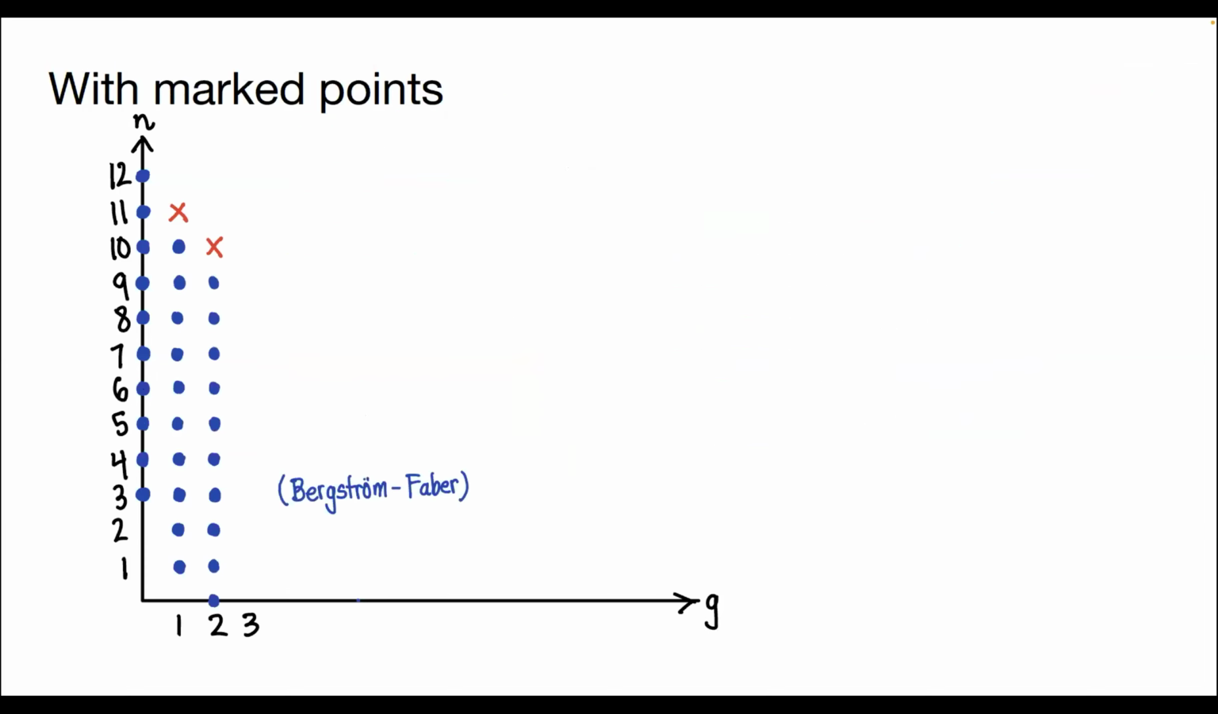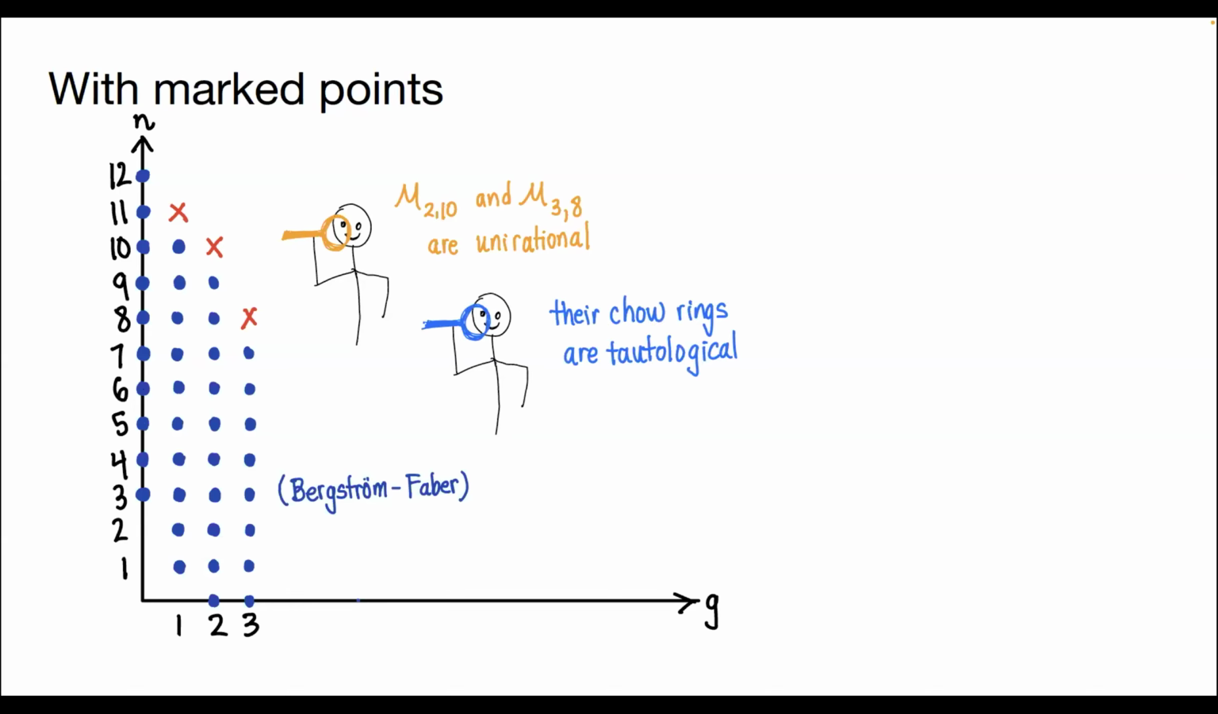So in genus 2, there is work of Bergström and Faber, which shows that the point counts are polynomial up through 9 markings, but then not when you add the 10th. And in genus 3, it's polynomial up through 7 markings, but not when you add an 8th. I do want to point out in these genus 2 and 3 cases, this first X is now occurring in the range where the moduli space is unirational. And also where we happen to know that their Chow rings are tautological.